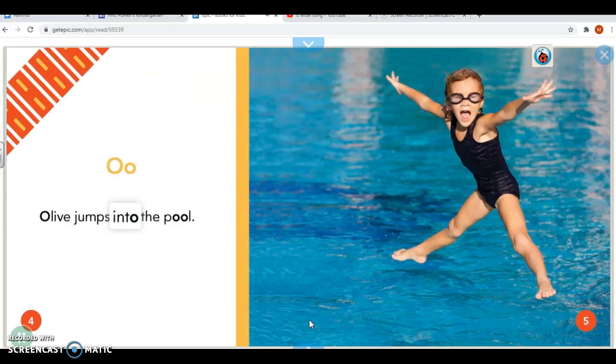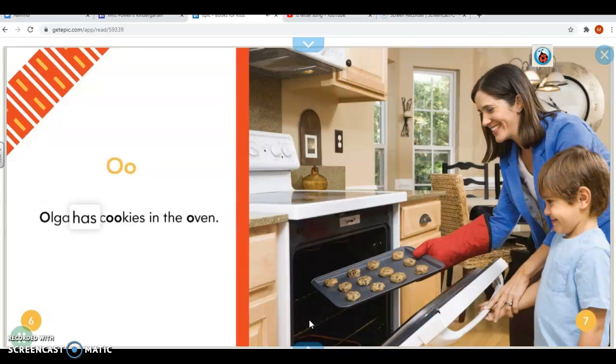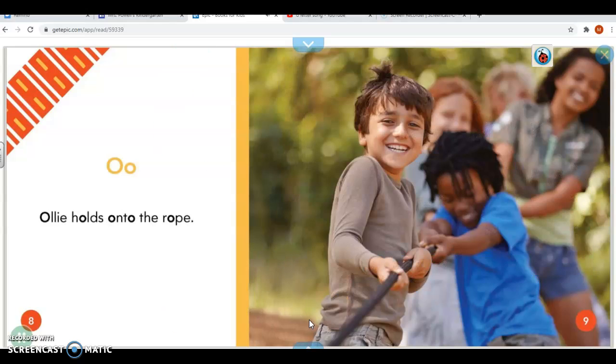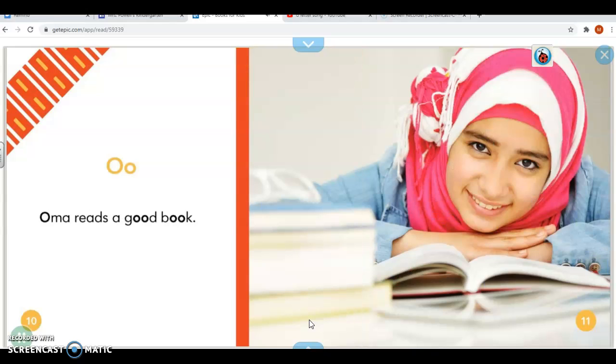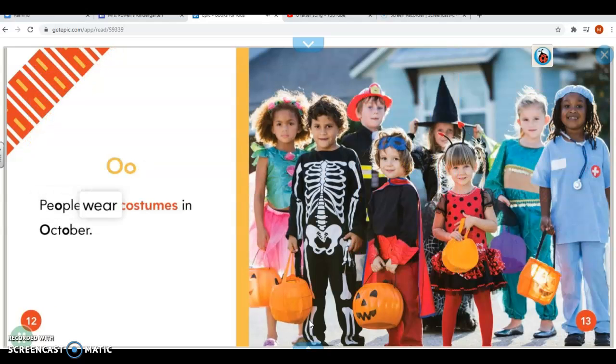Olive jumps into the pool. Olga has cookies in the oven. Ollie holds onto the rope. Oma reads a good book. People wear costumes in October.